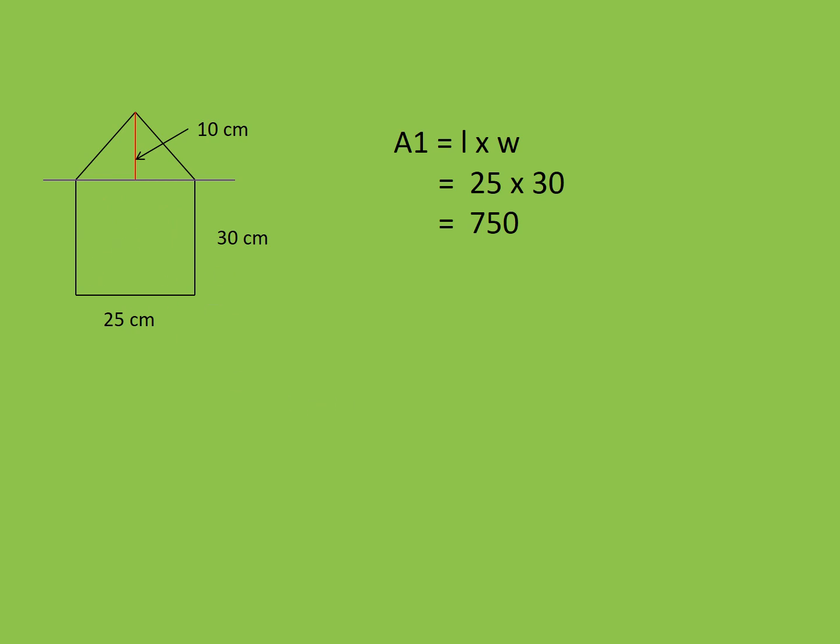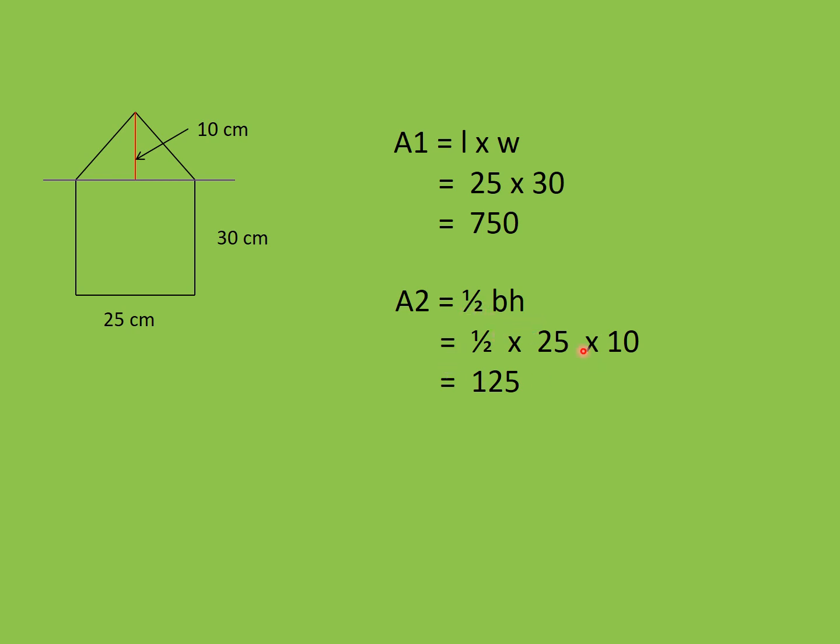Please don't do the mistake I'm going to suggest on the next one. Area 2. It's a triangle. Don't write length times width, for goodness sake. It's a triangle. You've got a different formula for a triangle. A half times base times height. Or, as we shorten it to, a half BH.